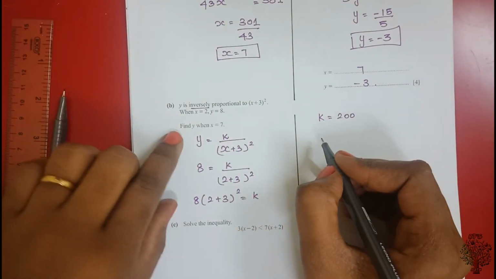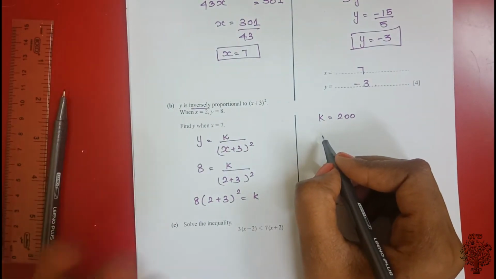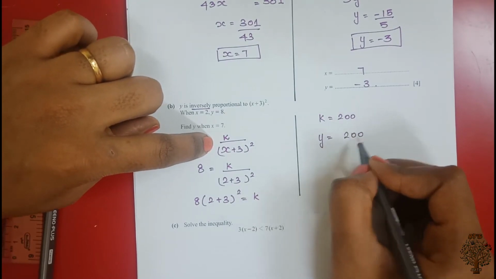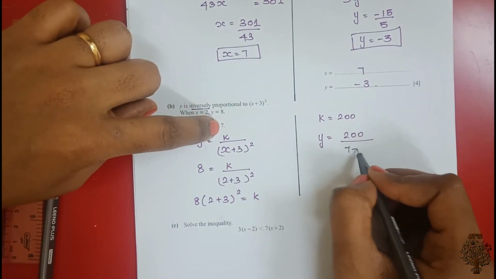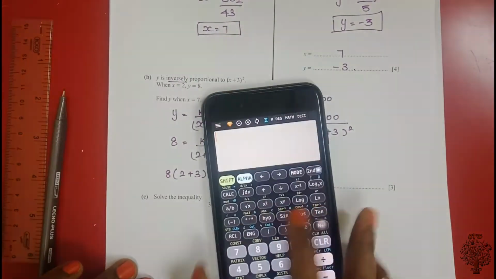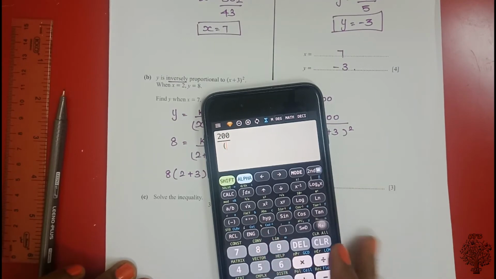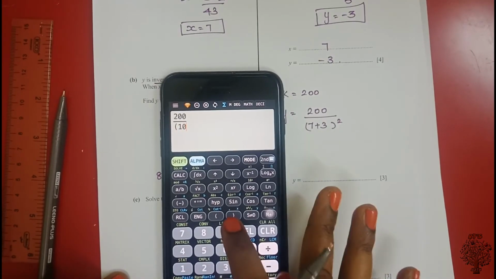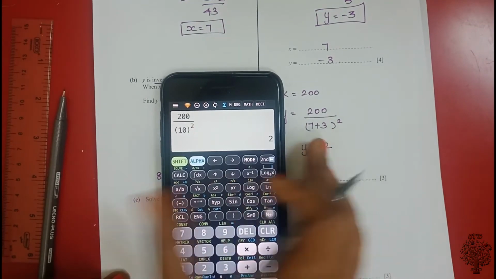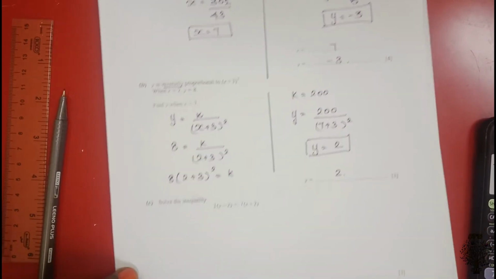Then let me go for when x is equal to 7, find y. Simple, substitute the value of k here. Y is equal to 200 divided by x is 7, 7 plus 3 the whole square. Let me take my calculator. 200 divided by 7 plus 3 is 10. So I can state here 10 square, that gives us 2. Y is equal to 2. We have 2 here. Okay.